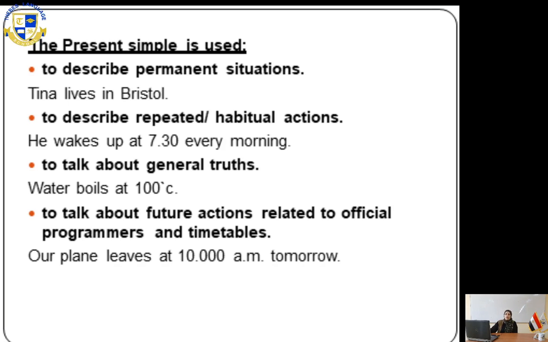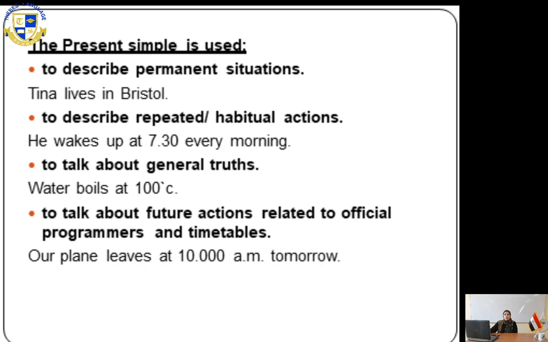Now we are going to slide number 3. The present simple is used to describe permanent situations, like Tina lives in Bristol. We can also use the present simple to describe repeated habitual actions. For example, he wakes up at 7:30 every morning.